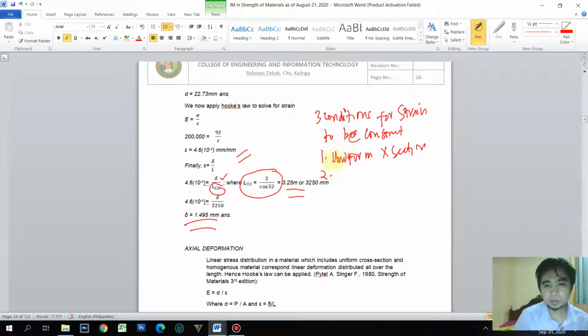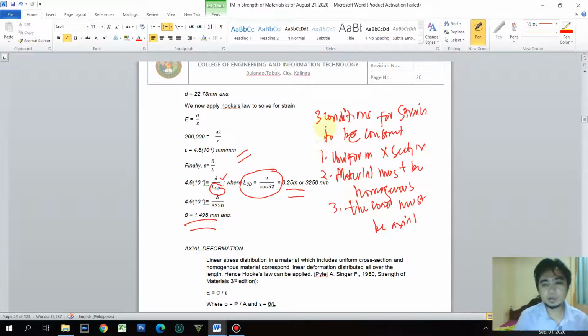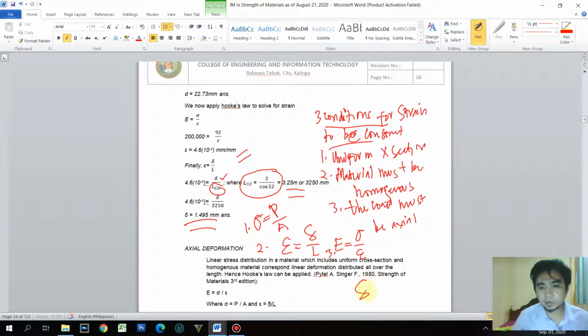Number 2, it must be homogeneous, or the material should be homogeneous all throughout the section. And then number 3, the load must be axial. So if we met these three conditions for strain, then we will apply all our formula involving the strain linearly. So when we say linearly, ito lang. Sigma is equal to P over A. Strain is equal to deformation over length. And then E is equal to stress over strain. So knowing these three formulas, we can have the deformation to be equal to PL over AE.